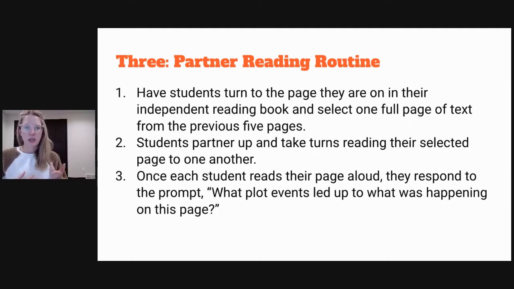What you would do is have students take out their independent reading book, open up to the page that they are currently on, and look back to the previous 5 pages and select one full page of text. They then bring that selected page to a partner and they take turns where each partner reads their selected page aloud. After they are done reading that selected page, they answer the question of what plot events happened that led up to what happened on this page.